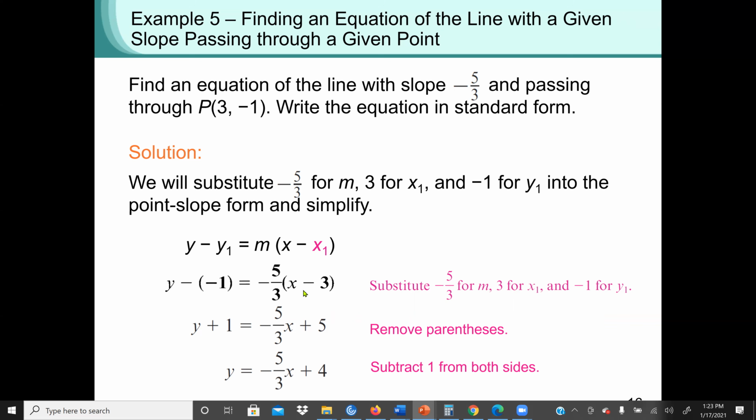So we plug in the values here, and we get y plus 1 equals -5/3 times x minus 3. Negative times negative is plus. 5/3 times 3 will give me 5. So y equals negative 5/3 x plus 5 minus 1, which will give me plus 4. So our answer will be y equals minus 5/3 x plus 4. And that's the equation of the line.